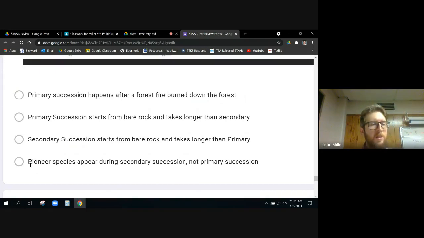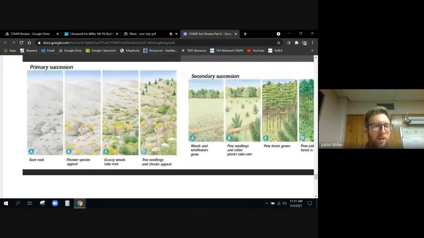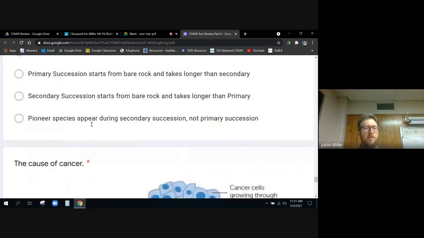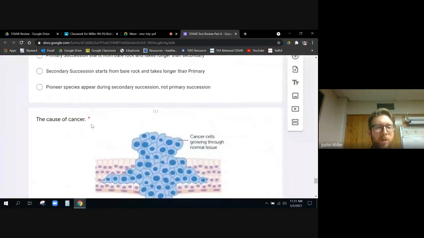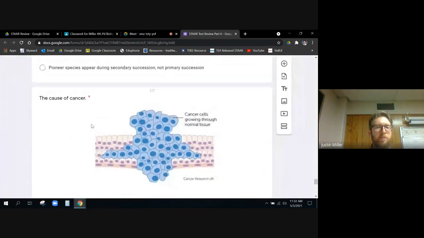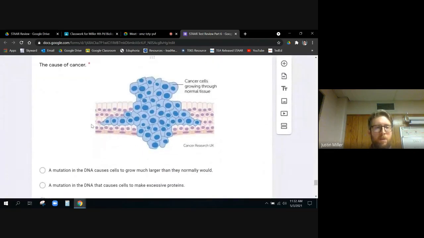Also, remember that pioneer species mean the first species. So, like the pioneers were like early settlers, right? The first settlers, we call those pioneers. So, pioneer species means first species to live there. That's the first thing to ever start living there where there used to be bare rock. That's only in primary. If you have a question about that, make sure that you know that pioneer species are only in primary succession. Just think primary pioneer, primary pioneer.